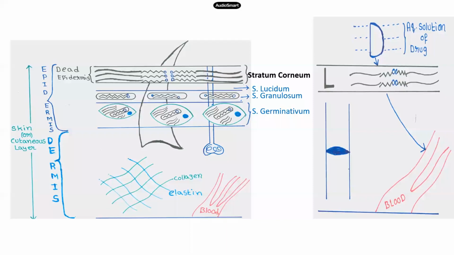Skin surface. Okay, skin consists of a thin epithelial tissue called the epidermis and a thick connective tissue called the dermis. This epidermis consists of principal cells.